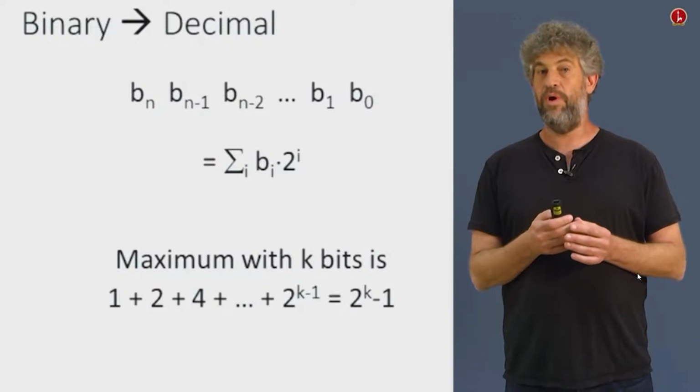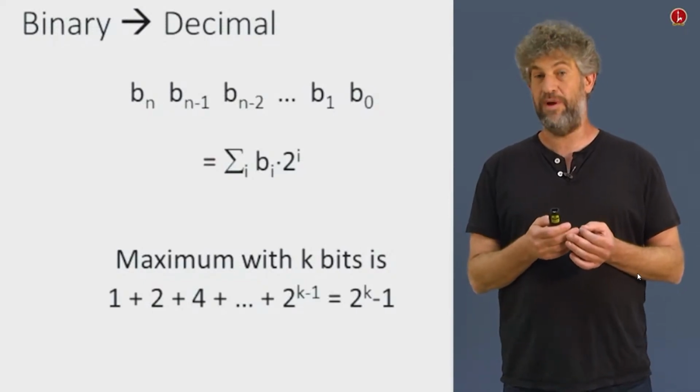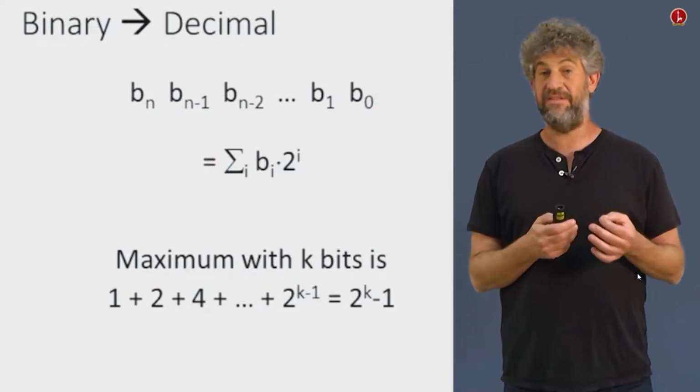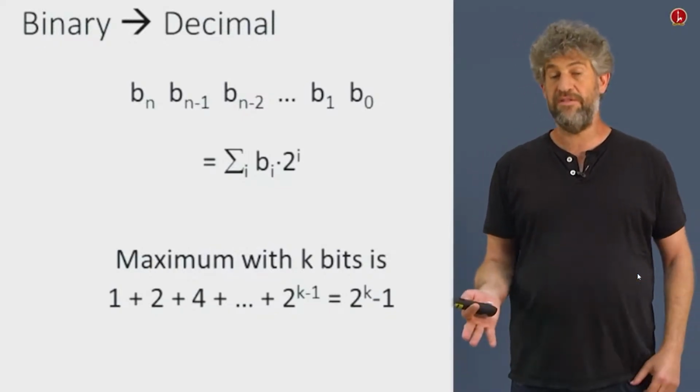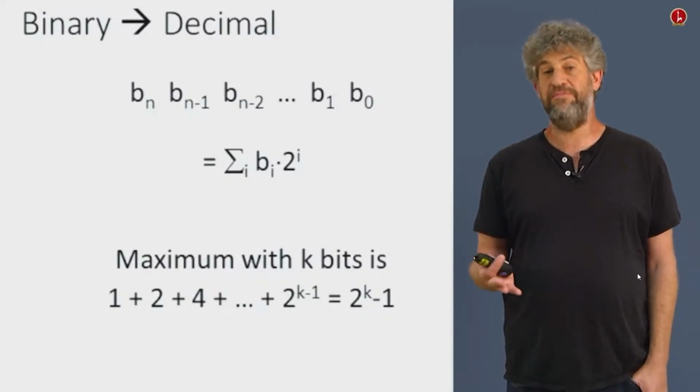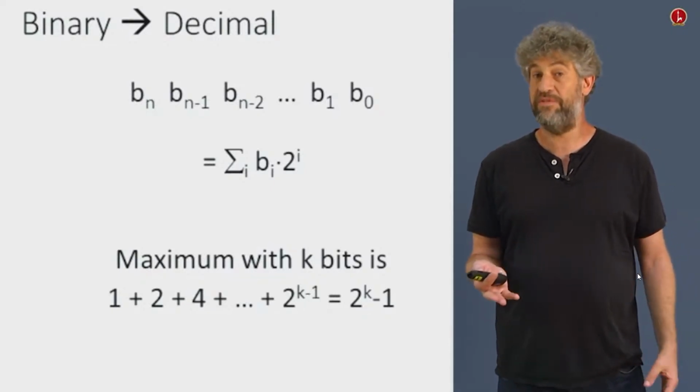One thing that we should note at this point, if we look at the maximum number we can represent with k bits, well, we sum up from 2 to the 0 all the way to 2 to the k minus 1. Remember, there's a kth bit. If we start counting from 0, the last bit is indexed k minus 1. So we have the sum of 1 plus 2 plus 4 all the way to 2 to the k minus 1. Altogether, we have 2 to the k, all that minus 1. And that's the range of numbers we can represent with k bits.